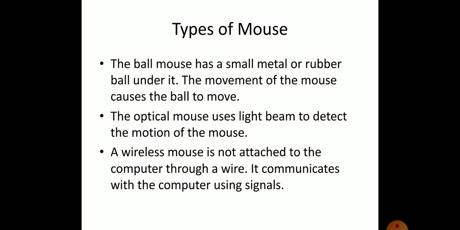Next, the optical mouse uses a light beam to detect the motion of the mouse. Next, a wireless mouse. A wireless mouse is not attached to the computer through a wire. Because it is wireless, it is not connected with a wire. It communicates with the computer using signals.